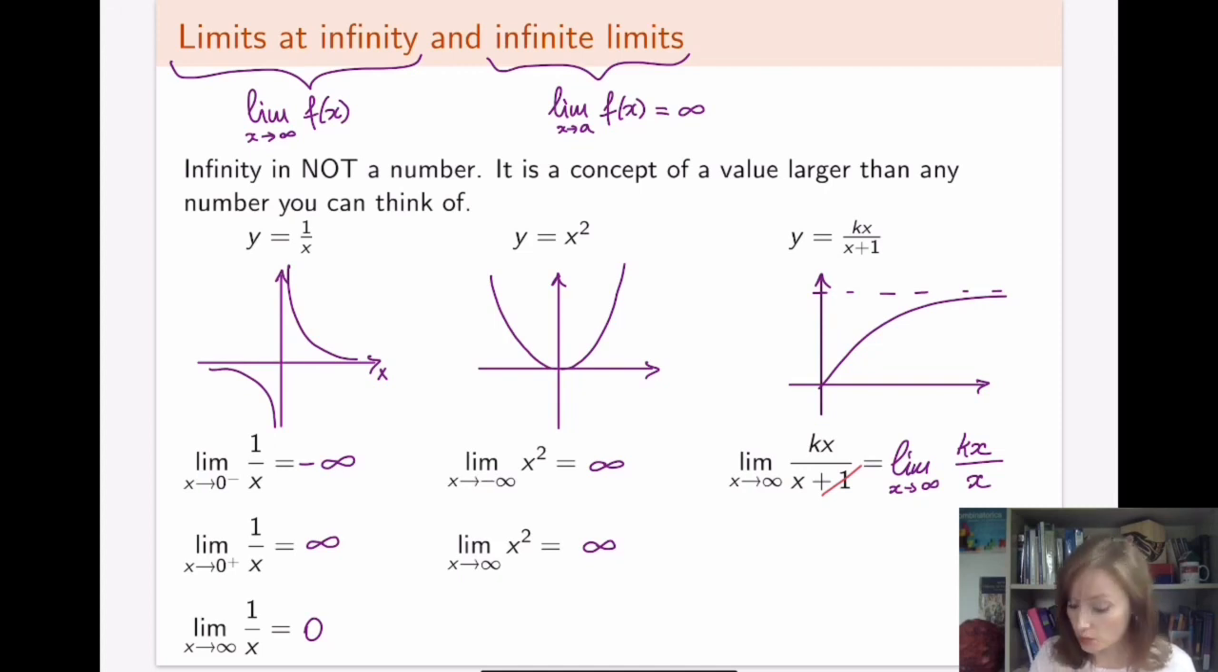Now this is also good news because I can simplify this fairly quickly. The x's cancel and I get just k, which is independent of x. So my limit approaches k, which is the value for the horizontal asymptote here.